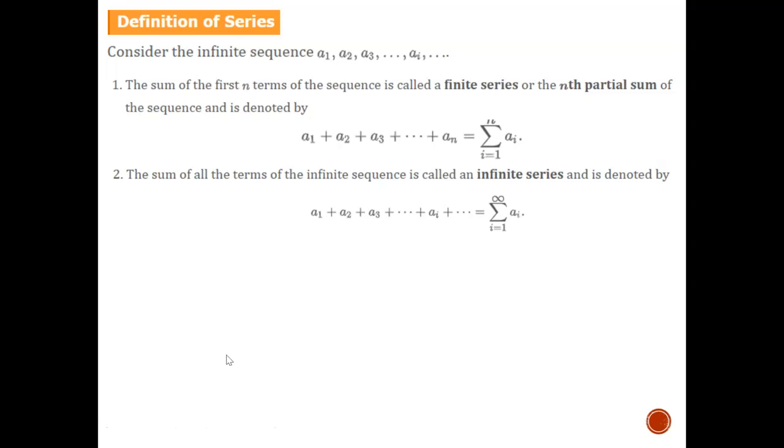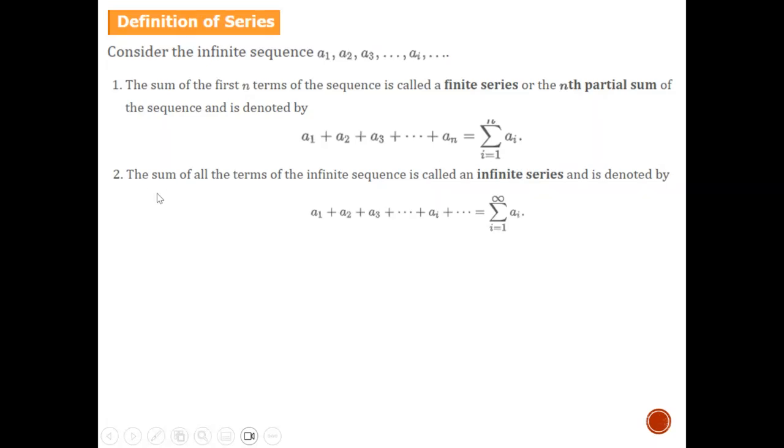Okay, now here's the definition of a series. We did sequences already, now comes a series. Consider the infinite sequence a1, a2, a3, the first term, second term, third term, and so forth. The sum of the first n terms of the sequence is called a finite series, because it has an end, or the nth partial sum of the sequence, denoted by a1 plus a2 plus a3 plus ... plus an. It goes from a1 all the way to an.